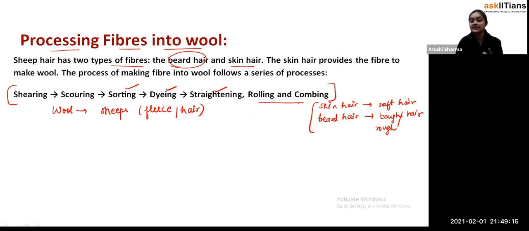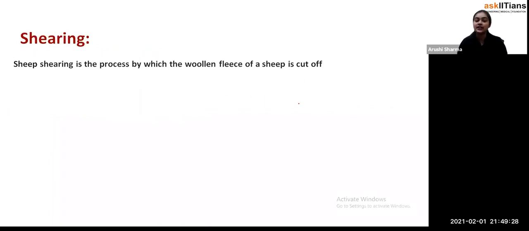Now we have to see this whole process very effectively, so that you can get the whole idea about the production of wool. So first of all, it's shearing. Students, I have already told you what shearing is. Sheep shearing is the process by which the woolen fleece of the sheep is cut off.